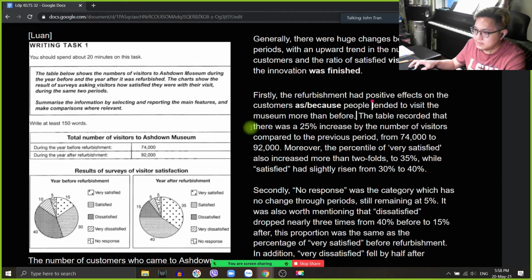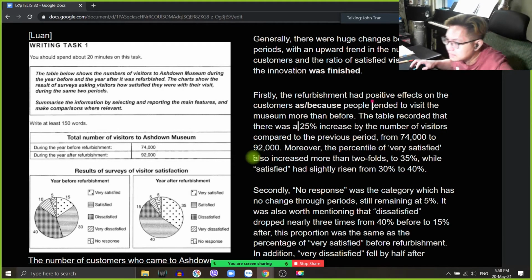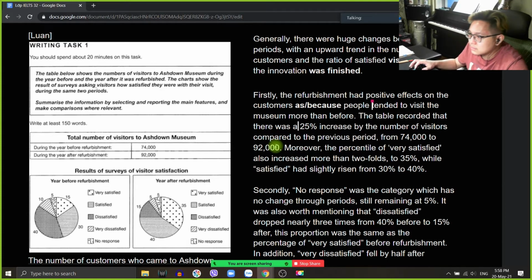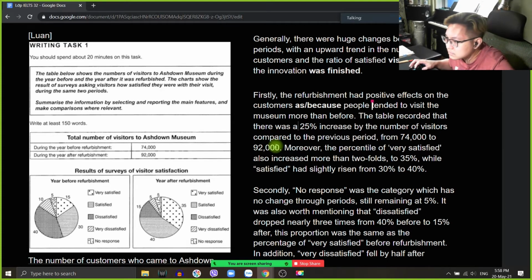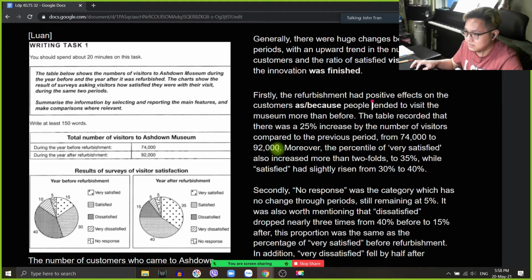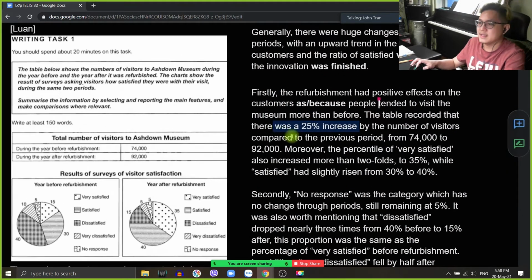The table recorded that there was a 25% increase in the number of visitors compared to the previous period. Okay. You mentioned the percent increase, very good. And you also mentioned the actual number. Okay, good.